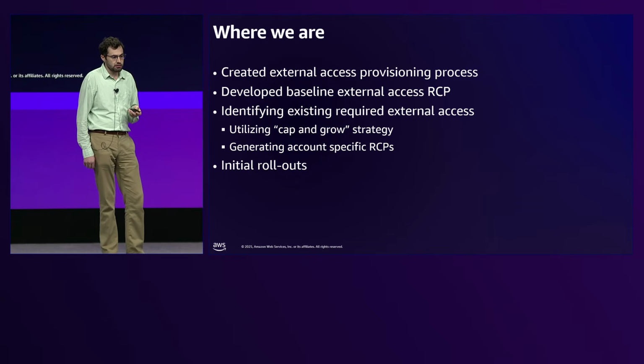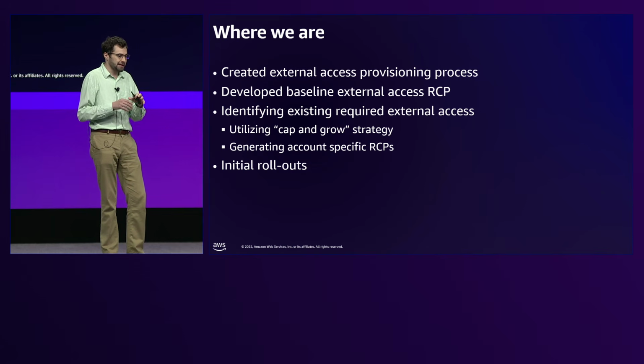So where are we in this? We've created that external access provisioning process that I just talked about, and we've developed a baseline external access RCP for our organization. We've identified, or we're identifying, existing required external access, and we're utilizing a cap and grow strategy where we're going to take all existing required external access and put that into account-specific RCPs. And then any new access after these deployments happen will have to go through that self-service provisioning process. And we're in the initial rollouts of this now.